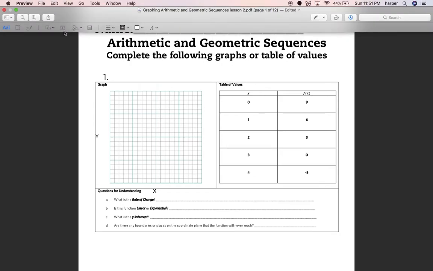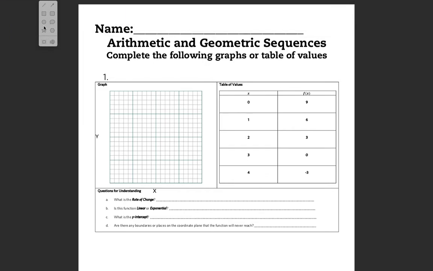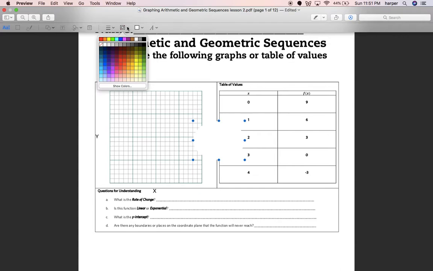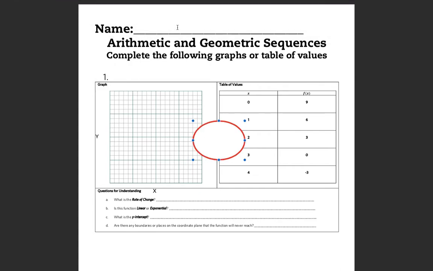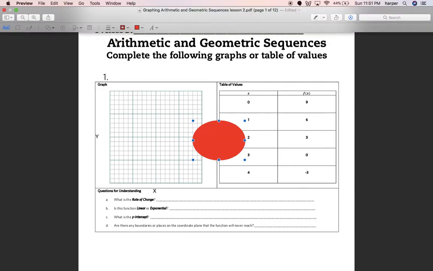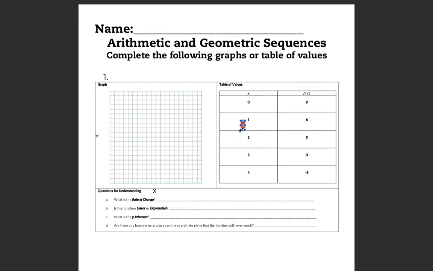So let's get a little dot. I know you can't see right now, so let's pop it up with red. Okay, so here's our first dot. I'm going to try to be super precise with this. Oh, it has to be smaller. So our first one is x is 0 and f of x is 9.